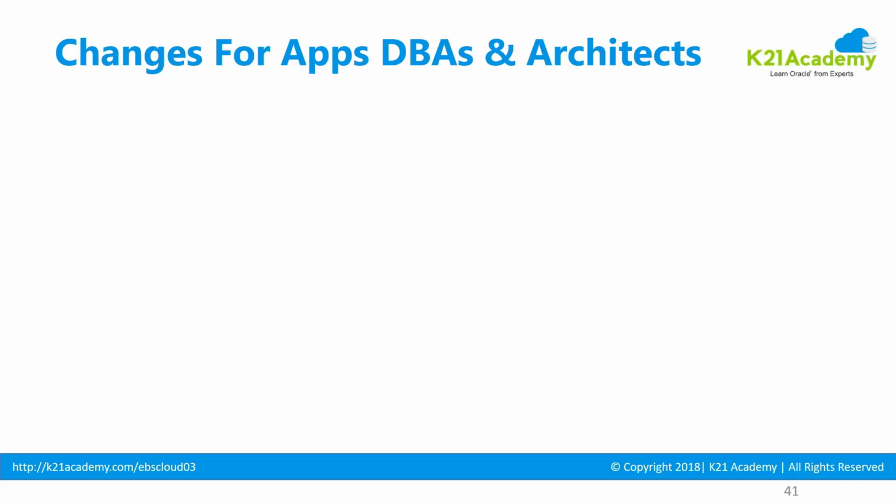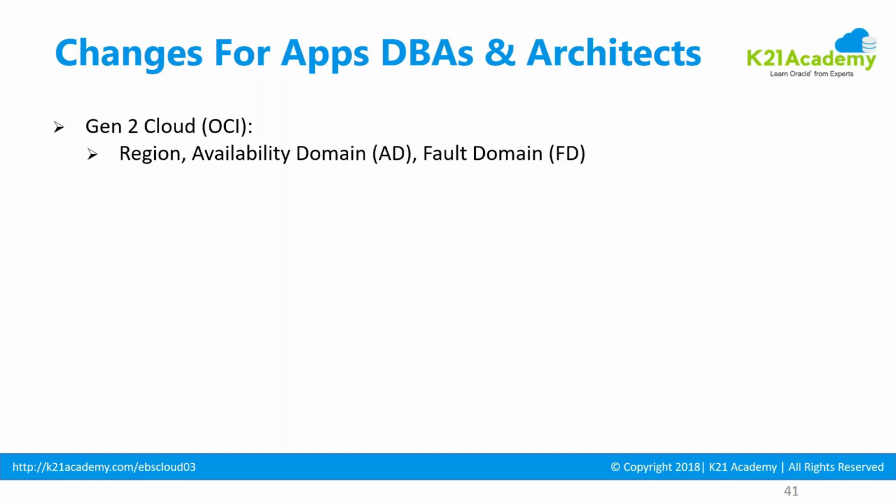Let's first look at what are the changes for apps DBAs and architects. So first and the most important thing is that you need to learn this generation 2 cloud, which is called Oracle Cloud Infrastructure or OCI, because everything will be deployed on this OCI, and not just eBusiness Suite, but any other application, be it WebLogic or databases or Kubernetes or SOA or Fusion Middleware, Identity Cloud Service, anything that you can think of, or CASB, these are all going to be in OCI. So most of them are already there, and remaining ones are slowly transitioning from generation 1 to generation 2 cloud.